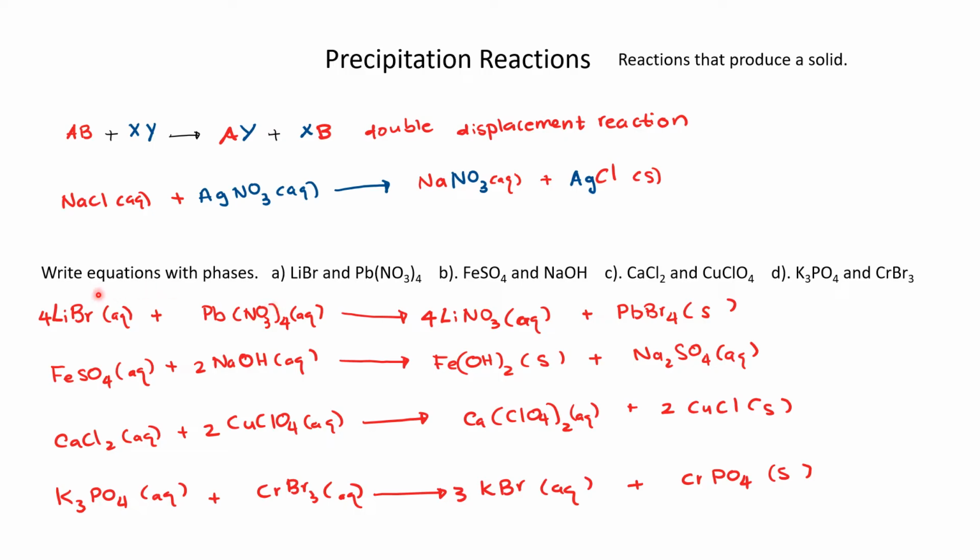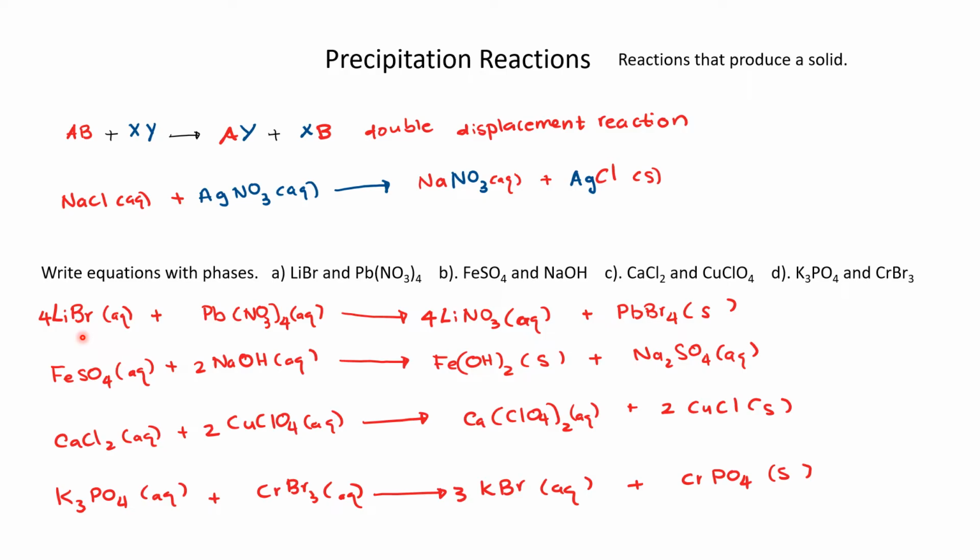Let's practice more. Write equations with phases. First one, lithium bromide and lead nitrate. We are going to write the equation first and then balance it. You need to see that we did a double displacement: lithium nitrate and lead bromide. So we are going to decide the phases of each of the components next.